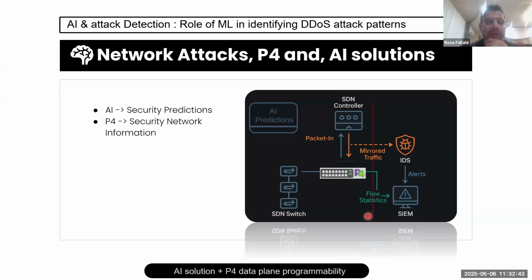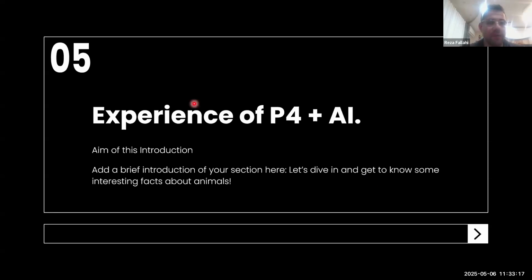So we're going to be depending on P4's programmability functionalities to extract the information that we need in case of security fields, for example, detecting attacks. We're going to need two sections: the network information extractor, which is the P4, and the prediction module, which is the AI solution. These two will make a good team in detecting and mitigating those types of attacks.